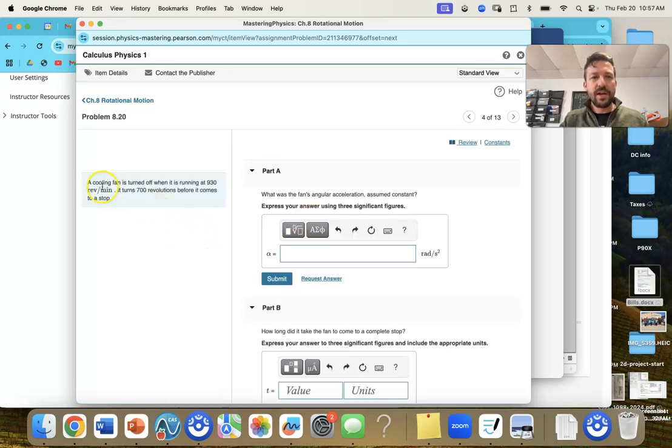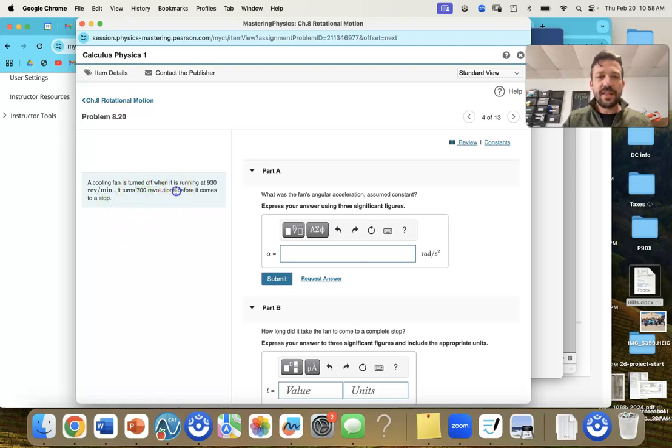Let's keep going here. A cooling fan is turned off when it is running at 930 revolutions per minute. You know how to switch it. It turns 700 revolutions before it comes to a stop. What is the fan's angular acceleration? Okay, so let's just look at this. You're given your initial angular velocity. The cooling fan is turned off when it's running that fast. It turns 700 before coming to a stop. So you know its final velocity.